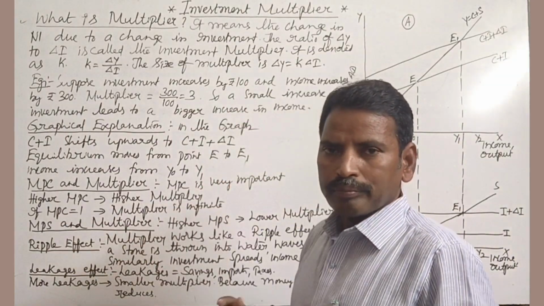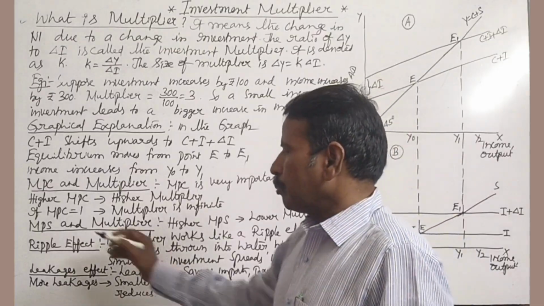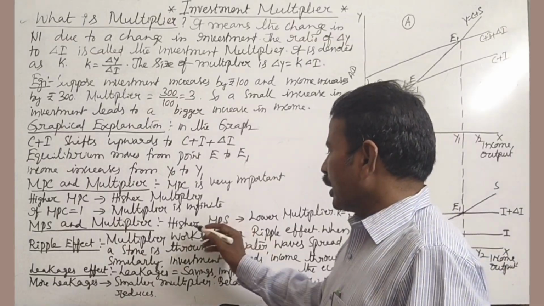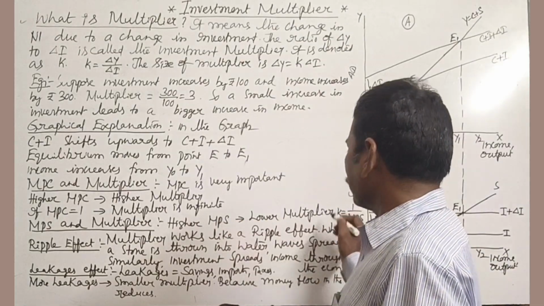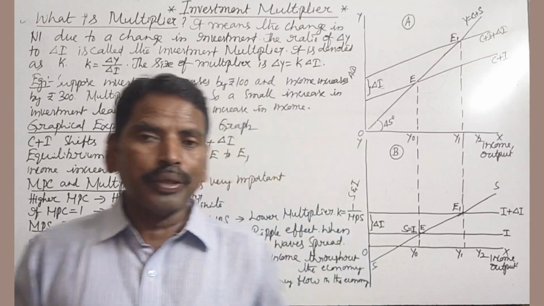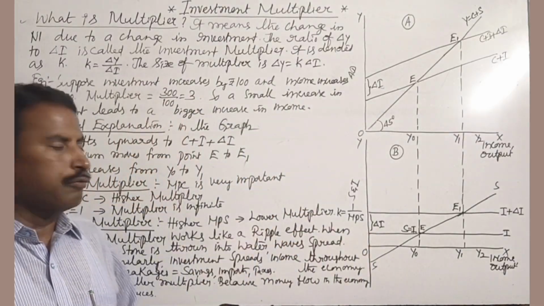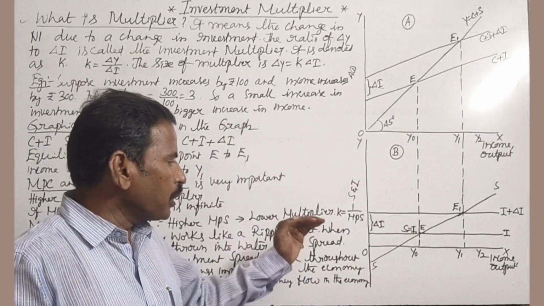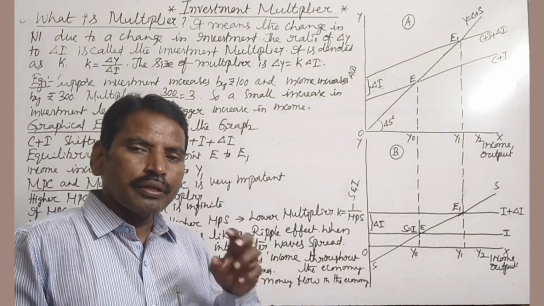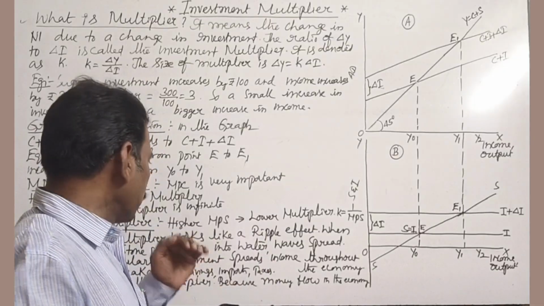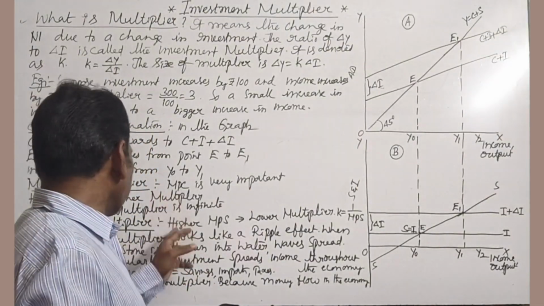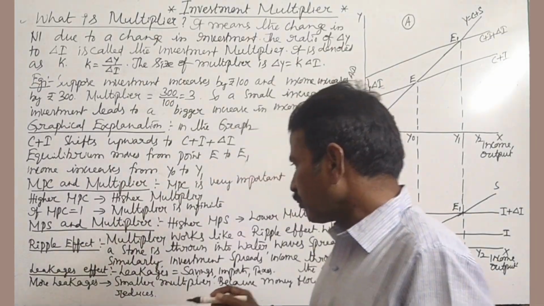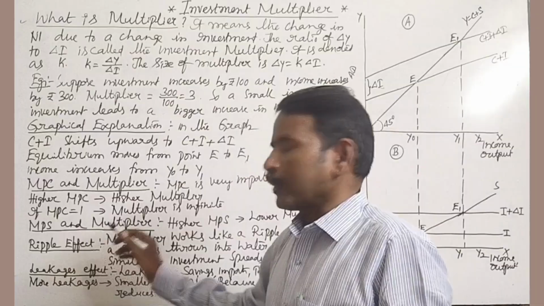MPS and multiplier. Marginal propensity to save and multiplier. So, the higher the MPS, the lower the multiplier. Therefore, K is equal to 1 by MPS. There is an inverse or negative relationship between MPS and multiplier. Next, ripple effect.